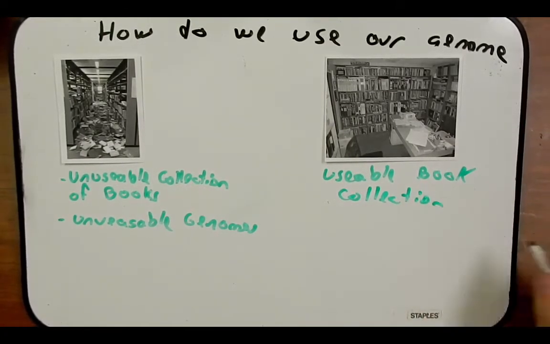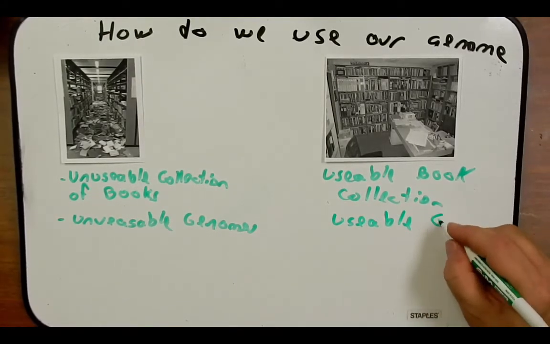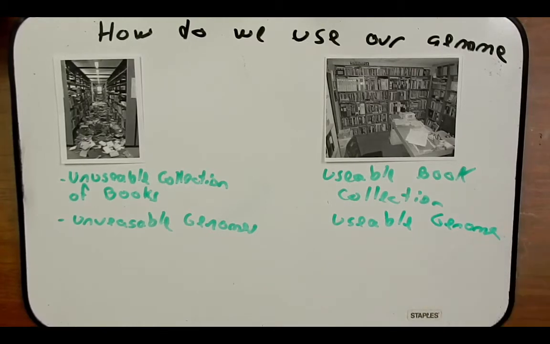And in our analogy, this would be a usable genome. Just like when I want to find that book I want to read, I can find it easily here. Your genome, when it wants to turn on or off a gene, has to be able to efficiently find that gene and efficiently turn it on.